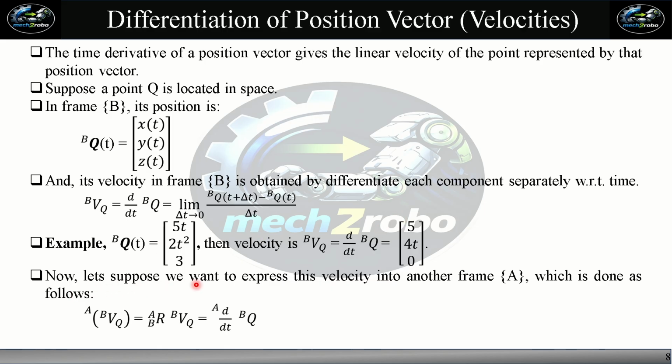Now let's suppose we want to express this velocity in another frame, that is A, which is done as follows. We just use the rotation matrix which transforms any quantity from frame B to frame A, and thus we easily get this velocity in frame A by multiplying this velocity with the rotation matrix, as we have done previously in defining the position vector from frame B to frame A.